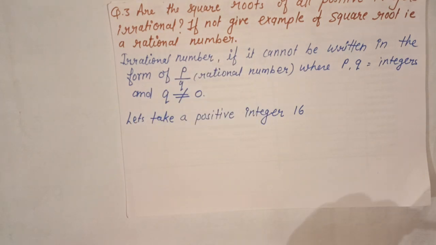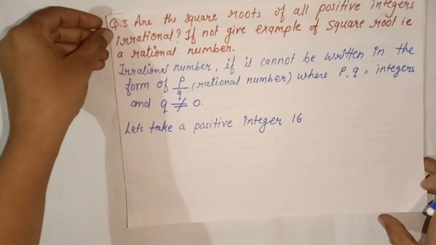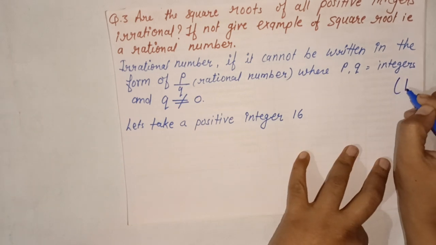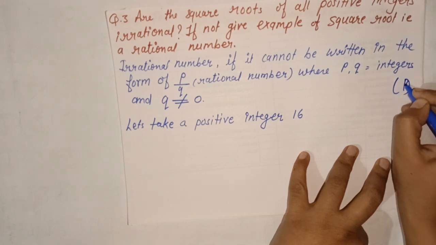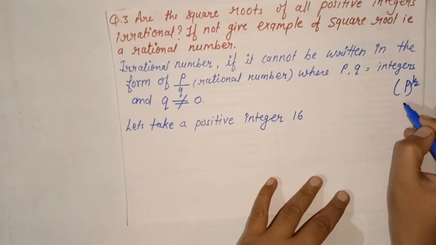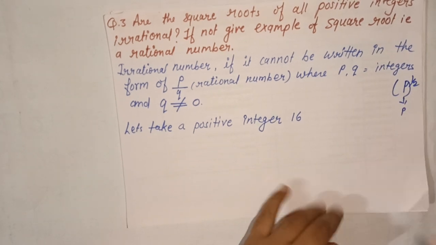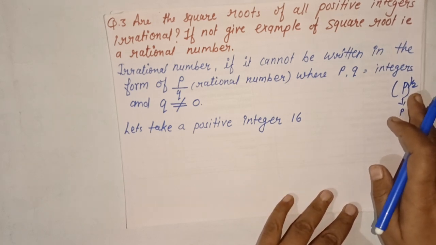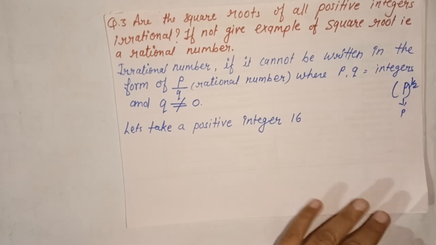Okay, so first we have to understand what they want to ask in this question. So they are first asking whether the square roots of all positive integers are irrational numbers. So they are asking about the square root. Square root means power 1 by 2. It can be any number. It can be p, where p means a positive integer. If the power is 1 by 2 and we can pick one p out, then it will be called a rational number. If we are not able to pick it out from this 1 by 2 power, then it will be called an irrational number.